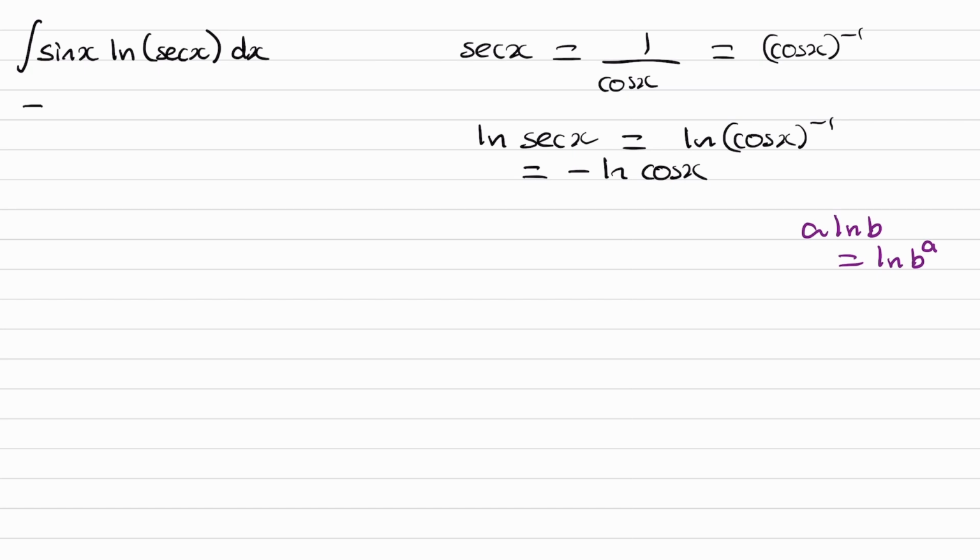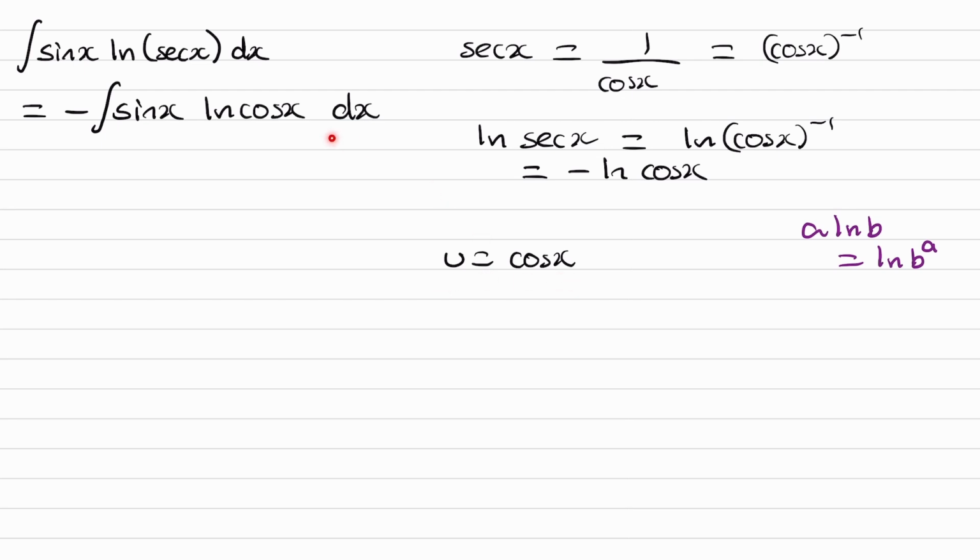Let's do that now. This becomes minus, I'll bring the minus out in front. This is the minus from the minus ln cos x. So minus sin x ln cos x dx. Now, this is better because now we can set u to be equal to cos x. And if you're familiar with substitution, then hopefully you should see that if you set u to be equal to cos x, the differential of that is minus sin x.